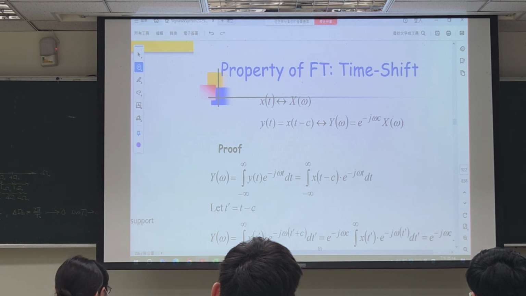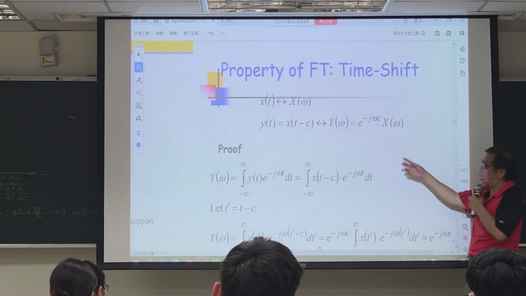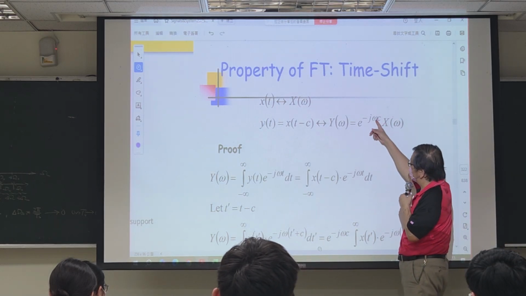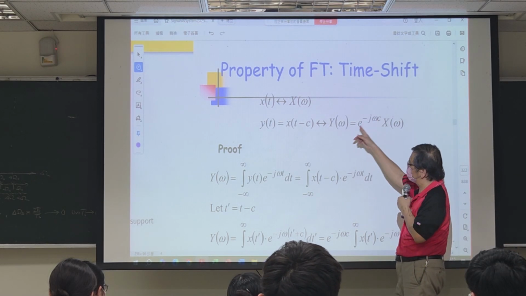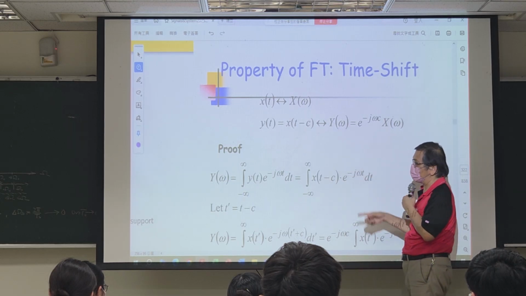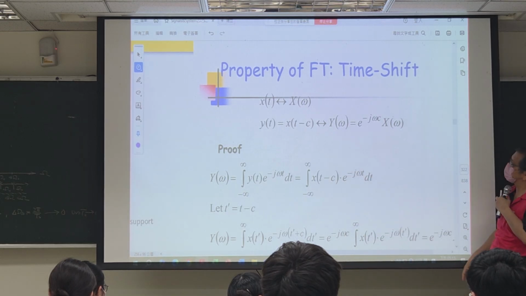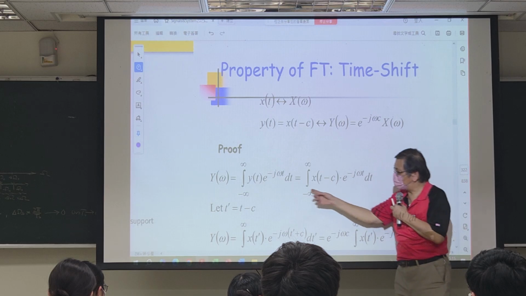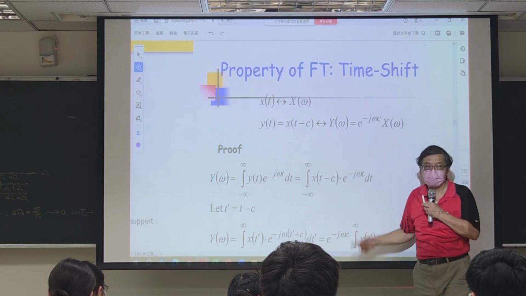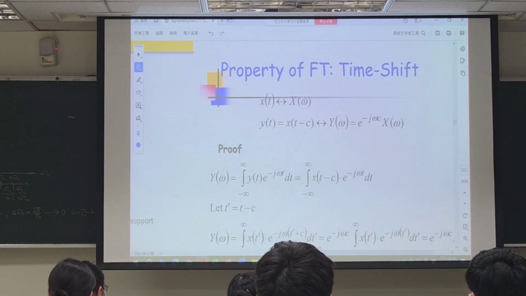Okay, in the time domain, if we shift the time, that means if we delay or advance the time, then in the frequency domain, it is multiplied by e to the negative j omega c. Okay, c is the time you delay or advance. Again, the proof is very similar to the Laplace transform.